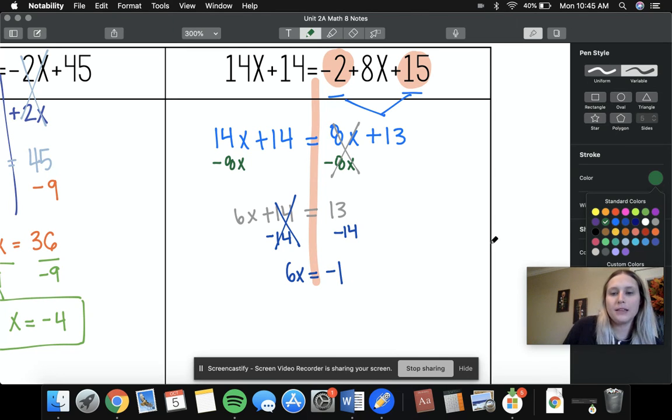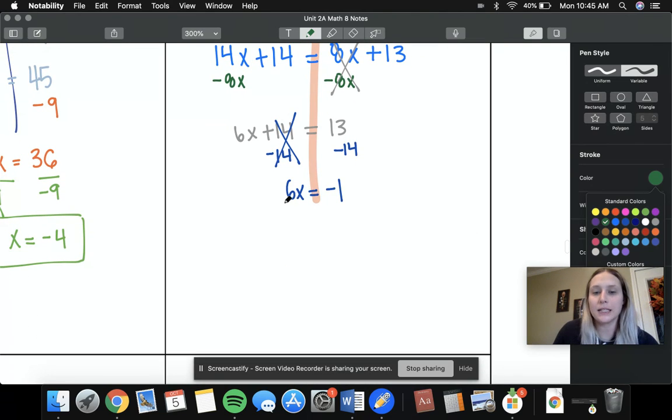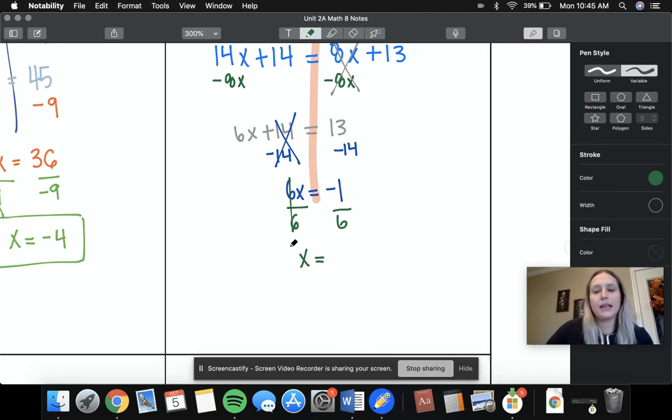Okay. And then finally, we need the 6 to disappear. So we're going to divide by what we see. That would make a 1. Okay. And when you type in your calculator, negative 1 divided by 6, you get, I'm going to write it over here, you get 0.1666666, or 1.6 with a bar over the 6.